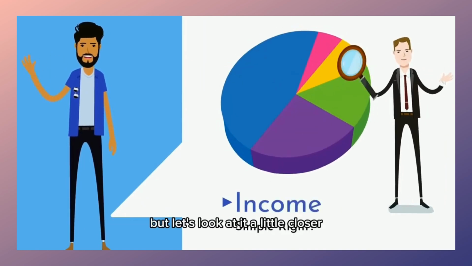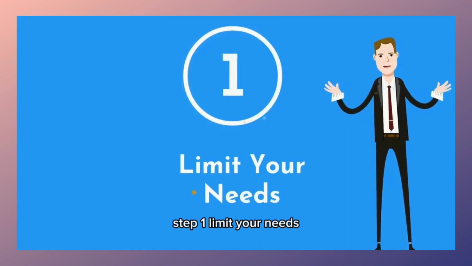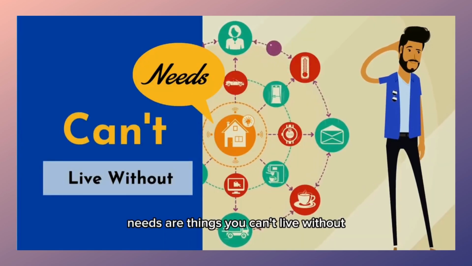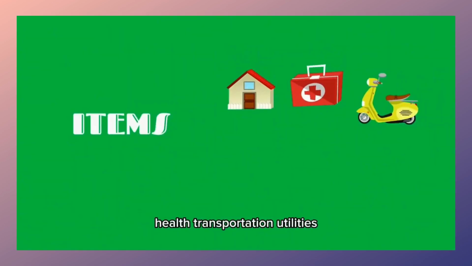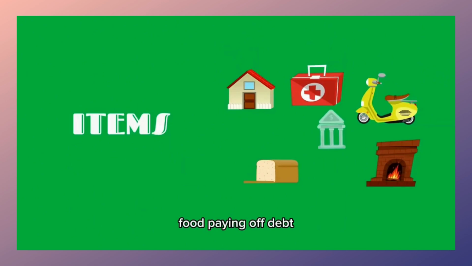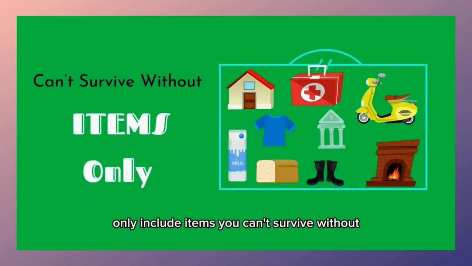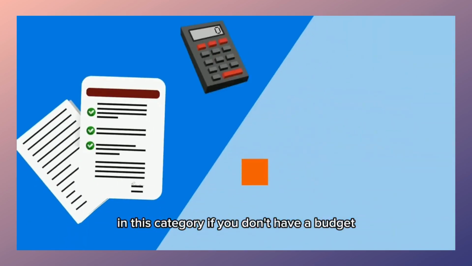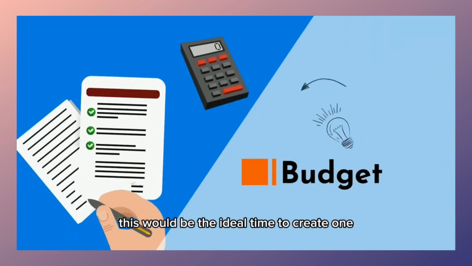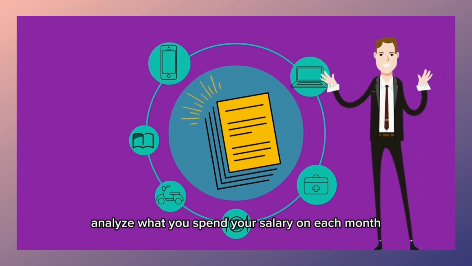Simple, right? But let's look at it a little closer. Step 1. Limit your needs. Needs are things you can't live without. These include things such as housing, health, transportation, utilities, food, paying off debt, and the bare minimum for clothing, shoes, and other living supplies. Only include items you can't survive without in this category. If you don't have a budget, this would be the ideal time to create one. Carefully analyze what you spend your salary on each month within this category.